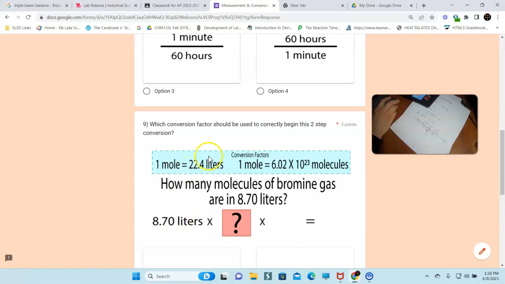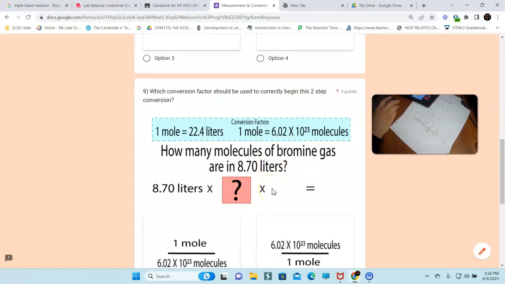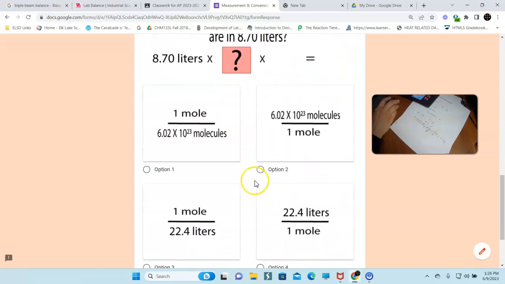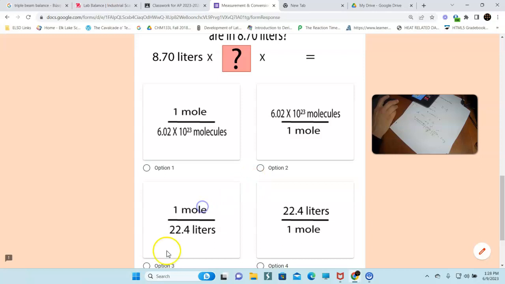Okay, so first things first, we want to say 1 mole over 22.4 liters. That will give us the number of liters, and then of course we can use that to get our molecules if we wanted to. So 1 mole is 22.4 liters.